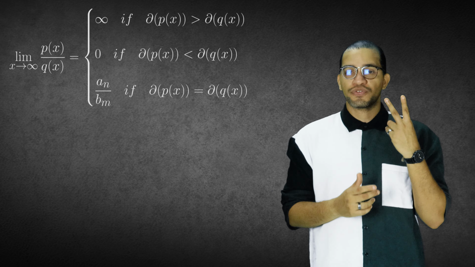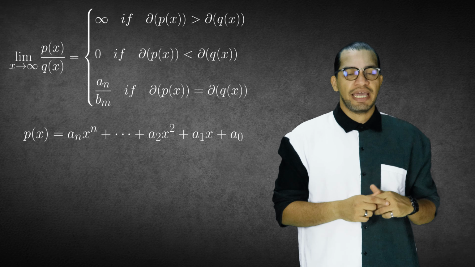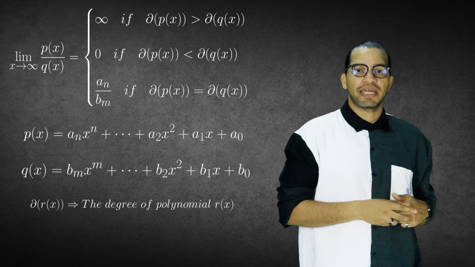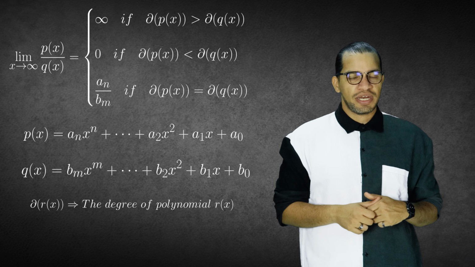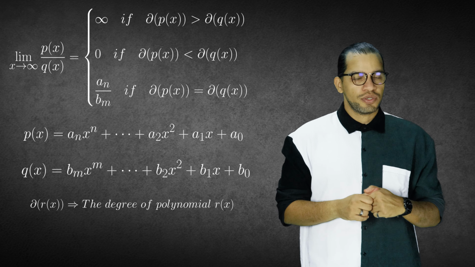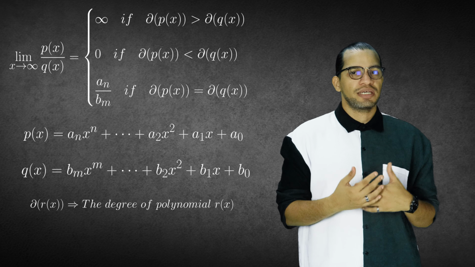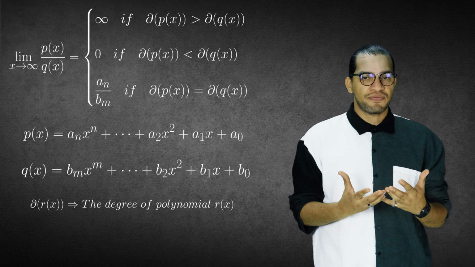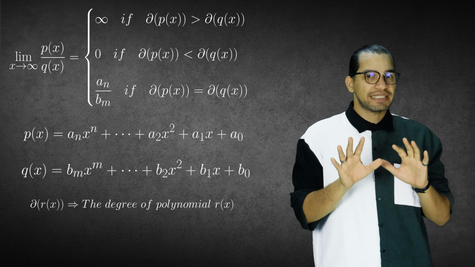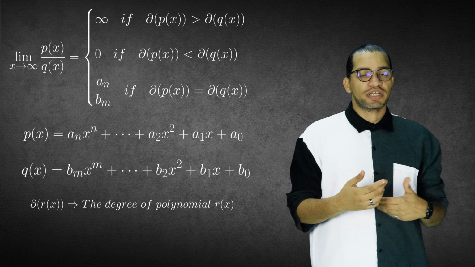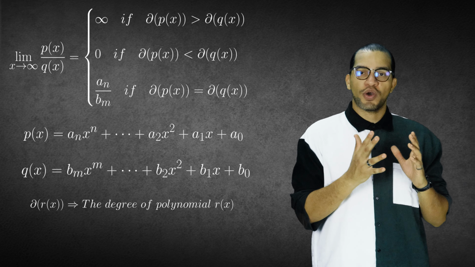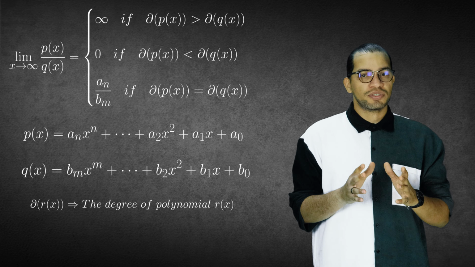Therefore, we can say that if we have two polynomials in a quotient and the highest degree appears in the numerator instead of the denominator, then the limit when x goes to infinity of such a function goes to infinity. Otherwise, it goes to 0. Nevertheless, let us say that we have the quotient of two polynomials with the same degree. Therefore, the limit when x goes to infinity of such a function goes to the quotient of the coefficients of the monomials with highest degree.